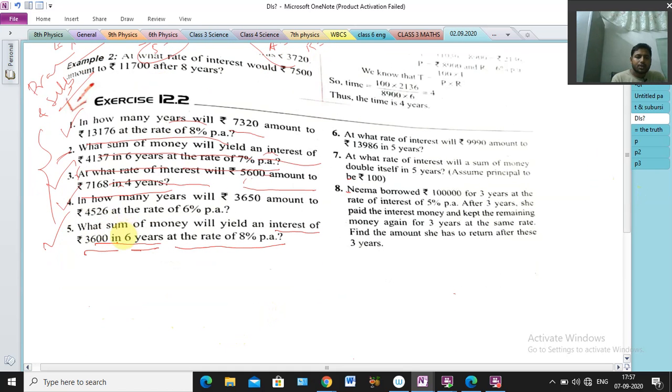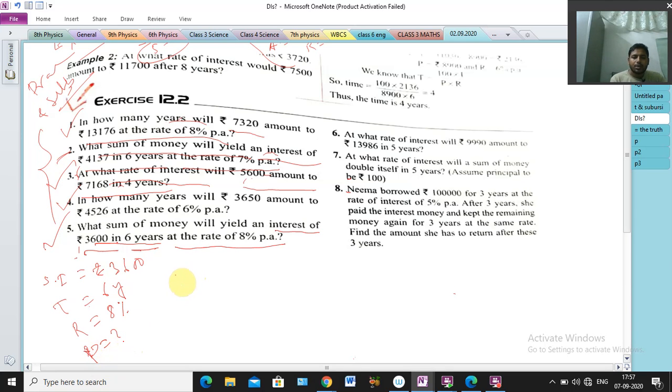So see, I am writing the data whatever is given in the question. SI given, SI equal to rupees 3600, time equal to 6 years, rate 8%. P we find out.